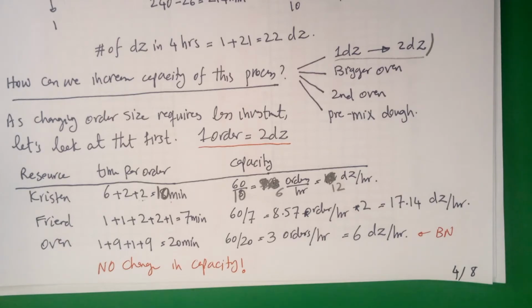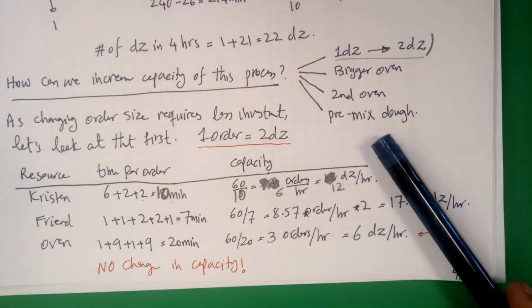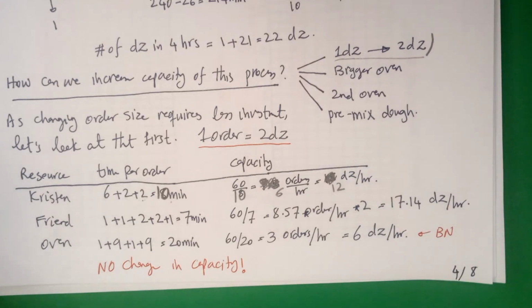Specifically, I want to focus on the very last one, pre-mix the dough. You look and see which products are very popular, what combination is popular, and make sure that one is available in advance. Well, that is a great idea. That might reduce your flow time, but that is not going to improve capacity of the process, because your bottleneck is still the oven, and pre-mixing dough that happens before the oven still has to go through the oven. That is not going to improve capacity of the process.